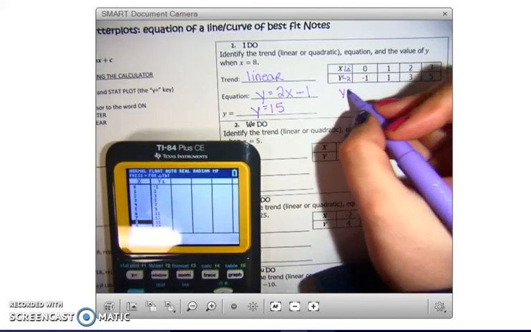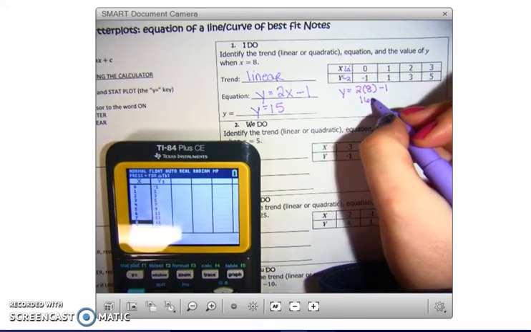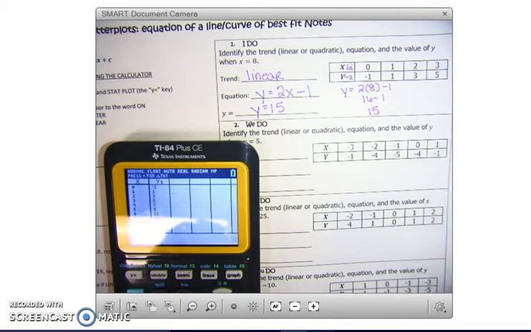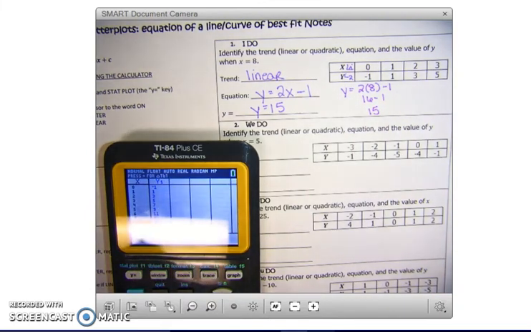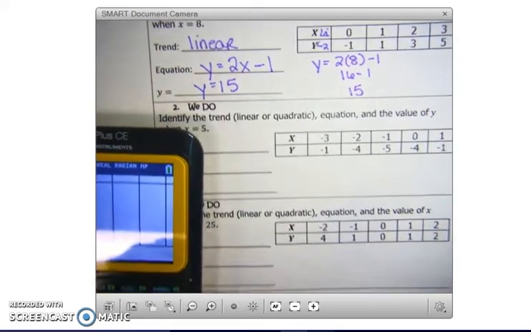Now, if I were to plug it in, it's still going to work. 2 times 8 gives me 16 minus 1, and 16 minus 1 gives me 15. So it will still work if you plug it in. The nice thing is the calculator is just a way to double check. Let's try it.